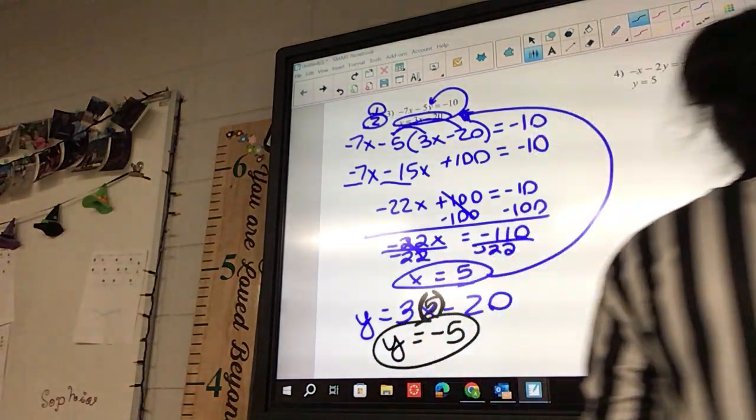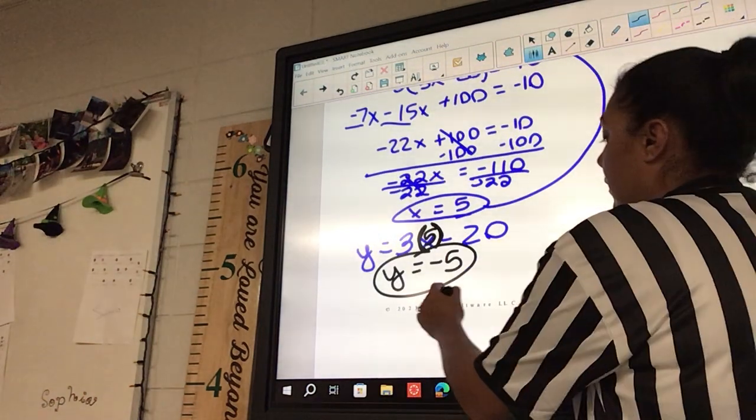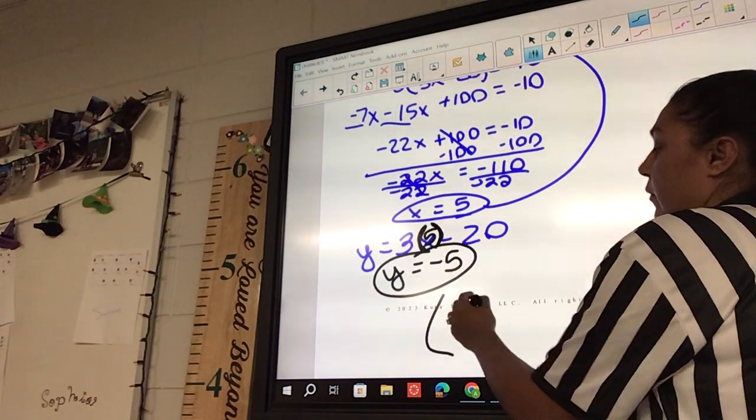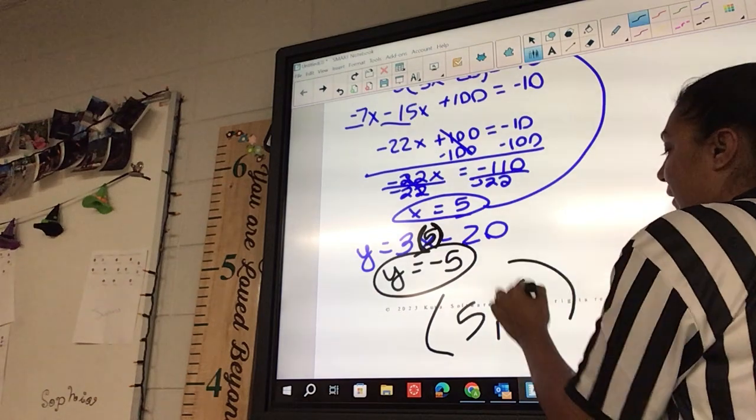Okay, and so then we need to write this as a coordinate, and how does that go? 5 comma negative 5. No, you're fine.